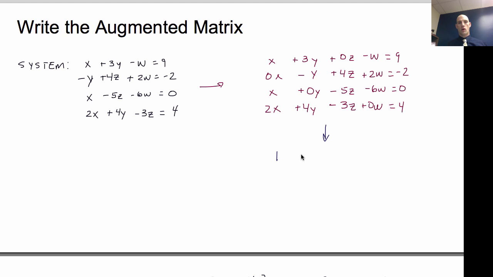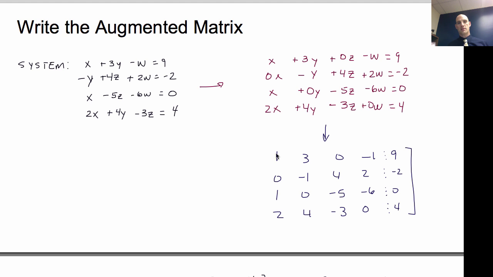So it's going to be 1, 3, 0, negative 1, dot, dot, dot, 9. 0, negative 1, 4, 2, dot, dot, dot, negative 2. 1, 0, negative 5, negative 6, dot, dot, dot, 0. 2, 4, negative 3, 0, dot, dot, dot, 4.